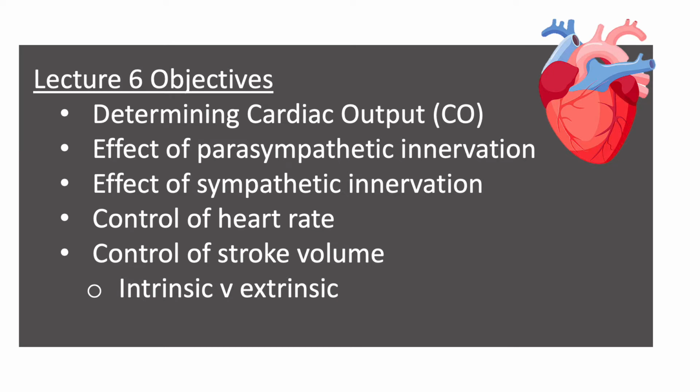All right, our objectives for today. The first thing we'll do is we'll look at the determinants of cardiac output, or CO. We'll then look at the effects of both parasympathetic innervation and sympathetic innervation. And then we'll look individually at control of heart rate, followed by control of stroke volume. And with control of stroke volume, we're going to talk about intrinsic versus extrinsic control.